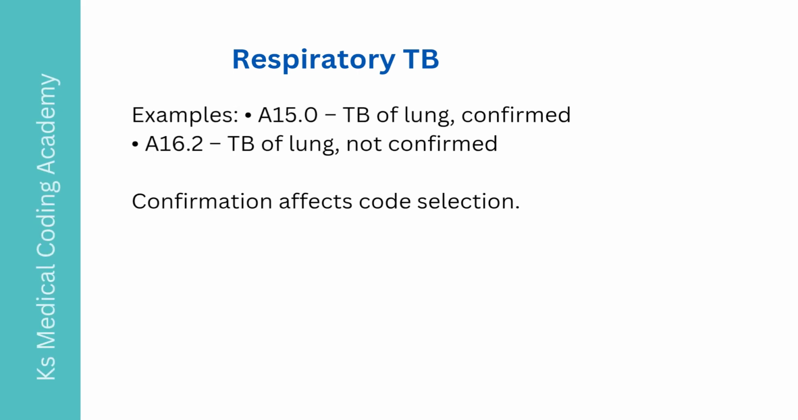Respiratory tuberculosis. Respiratory tuberculosis includes TB of the lungs. Confirmed respiratory TB is coded from A15, while unconfirmed respiratory TB is coded from A16. Confirmation status directly affects code selection.